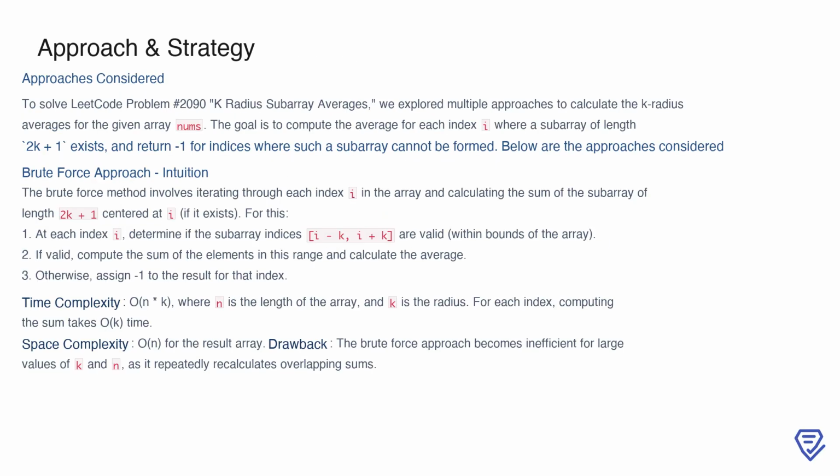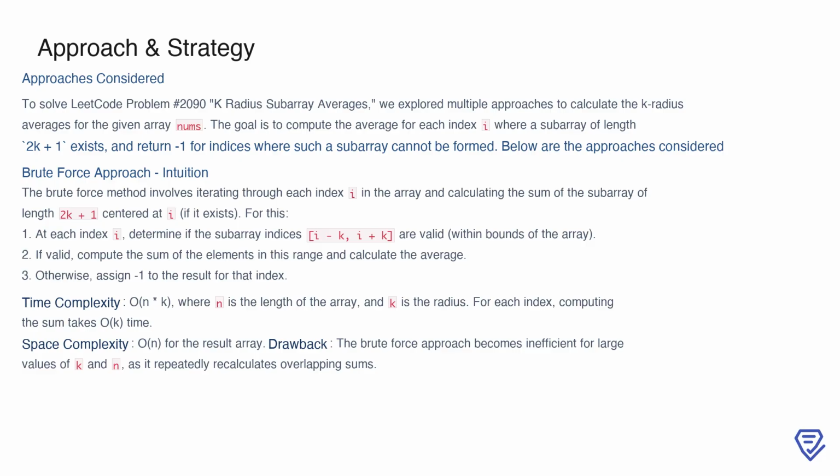To tackle problem number 2090, our goal is to compute the K-radius subarray averages for a given array. This means, for each index in the array, we want to calculate the average of a subarray of length 2k plus 1, centered at that index if such a subarray exists. If it doesn't, we assign -1 to that index.